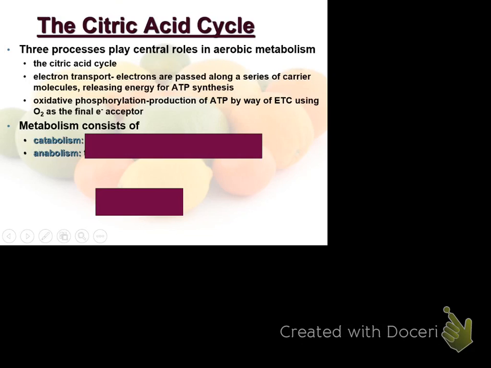There are 3 processes in the aerobic portion of the metabolic pathways. There's the citric acid cycle, which has 8 steps, 9 if you include what I call step 0. Some books put it in there, some books don't. Yours doesn't, because it's technically in a different location, and it'll make more sense once you see it.